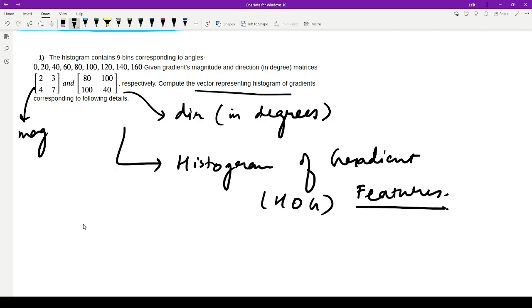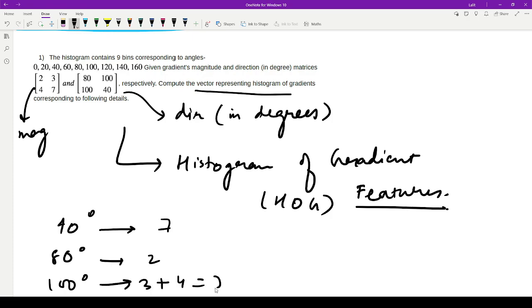You add the magnitudes for every bin. Yes, that's the core idea. Magnitude of the gradient. So first you have to compute gradient. Since gradient is given, we'll directly move on to the next step. So this is the magnitude and this is the direction. So what are the available directions here? For 40 degrees, you have magnitude as 7. For 80 degrees, you have magnitude as 2. And for 100 degrees, you have magnitude of 3 plus 4, which is 7.